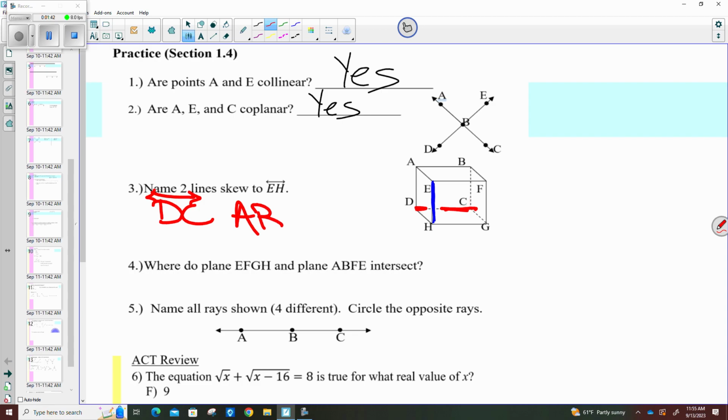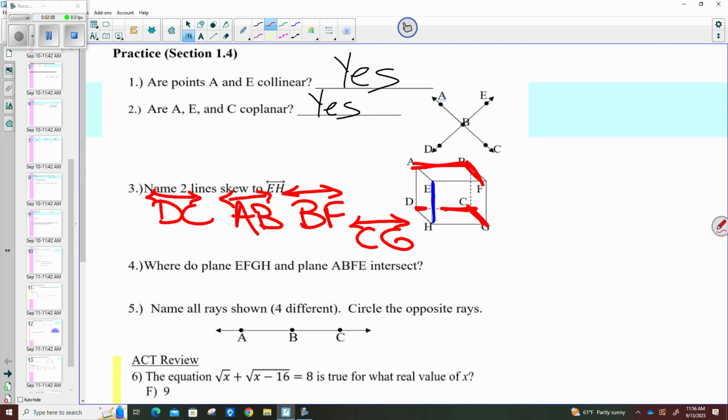AB. Somebody else give me a different one. BF. Somebody else give me the last one. Very nice. I don't care which 2 of them you have, but make sure you have 2 of them. Only 2 of them, not 4 of them, because it asked for 2. We answered the actual question. Also, make sure you have the line over the top with the arrows on it. Make sure your symbols are there.